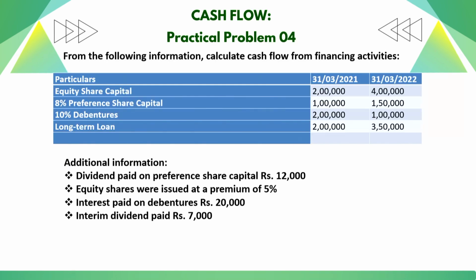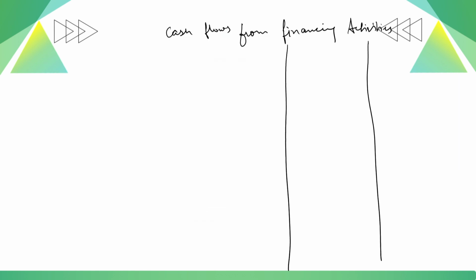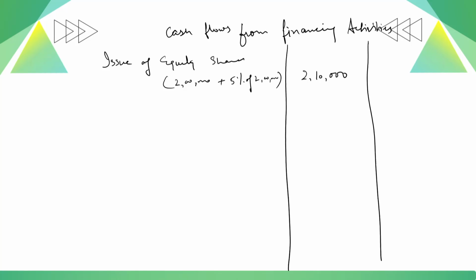Starting with the first. Equity share capital in 21 is 2 lakh and now it is showing 4 lakh rupees. You can see in the additional information that the equity shares were issued at a premium of 5%. So, first we treat this issue of equity shares. The face value is 2 lakh, but they are issued at a premium of 5%. So, we add that premium into 2 lakh rupees. So, the total amount received will become 2,10,000.